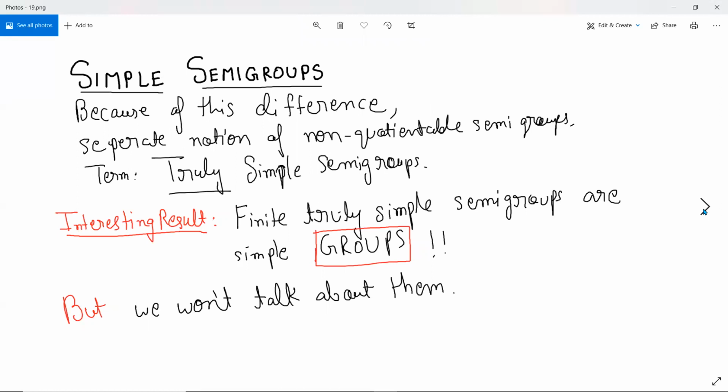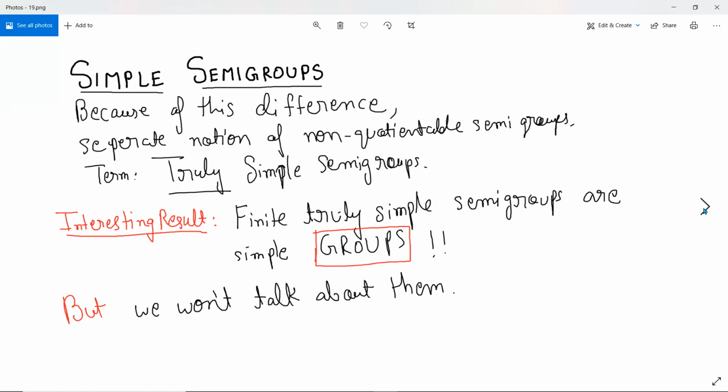But there is a difference. The point is that if a semigroup S is simple, then you cannot quotient it by an ideal, but you can still have homomorphic images from S to some others. So in some sense, it's not truly simple. That's why we have a different notion of truly simple semigroups. We must have this distinction here.